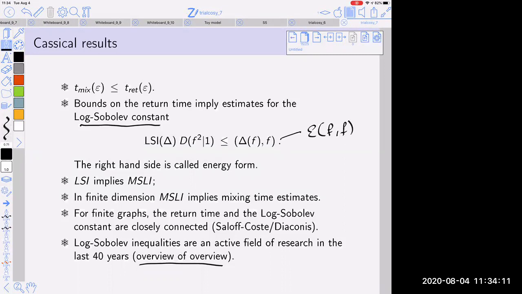What I want to mention is that for graphs, something really nice happens: the return time and the log-Sobolev constant are tightly connected. I mean, up to some log, they are the same. So there have been tools in the literature over the last many years which have found ways to actually calculate some of the return times.